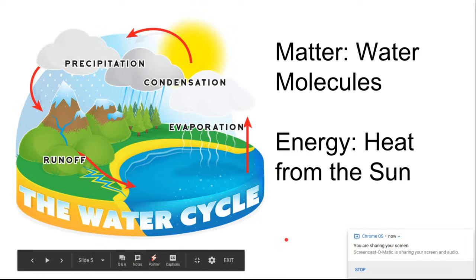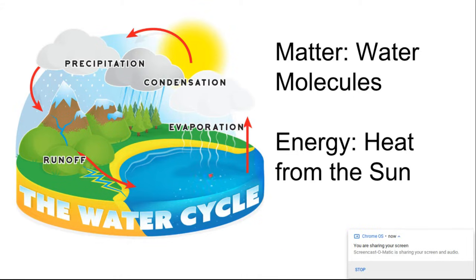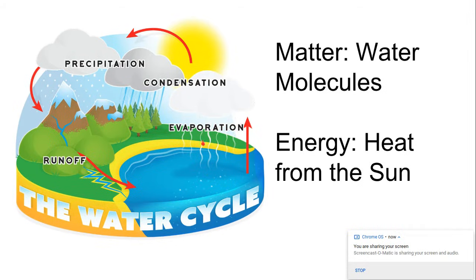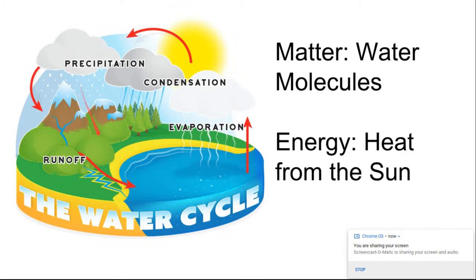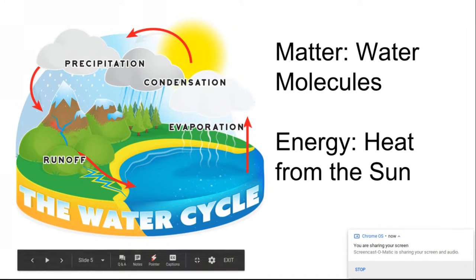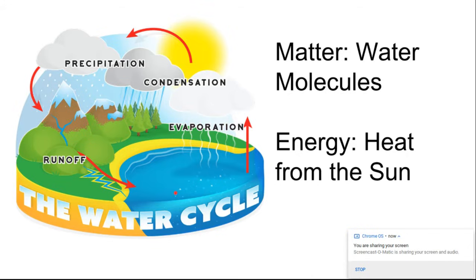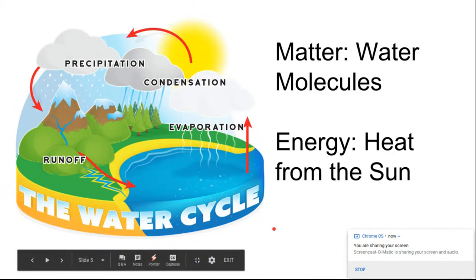All right, hopefully you said an open system, and you would be right because energy can enter the system from the sun, heating up the water. Matter can leave when the water evaporates, and it can come back in from precipitation, like rain or snow coming back in, or rivers running back off into the ocean, runoff. That would also make this an open system.